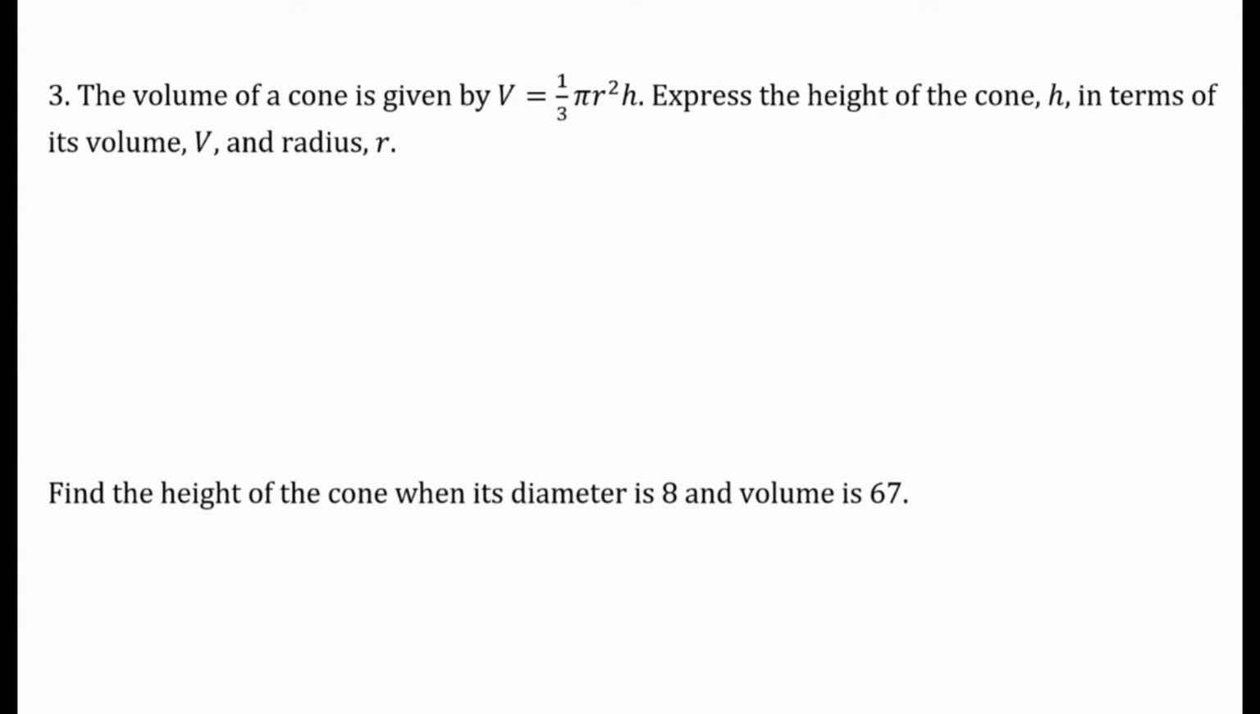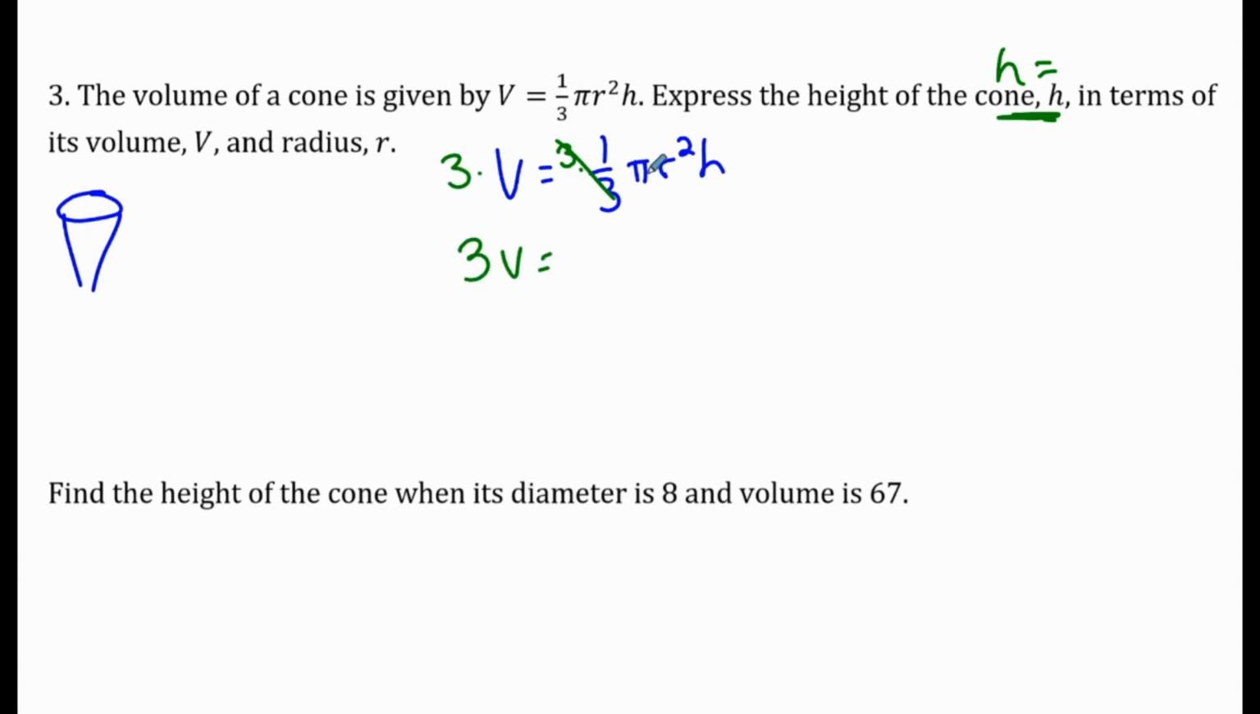The volume of a cone, so let's pretend we have a little ice cream cone here. The volume of that cone is 1/3 times pi times r squared times h. Volume equals 1/3 pi r squared h. Express the height of the cone h, so solve for h. Express h equals in terms of the other variables. Well, I don't see any adding or subtracting, so I shouldn't be doing any adding or subtracting. I see a times a third. How do I get rid of a third? Well, if I multiply it by 3, it goes away. Let's triple everything. Triple that side, and it goes away.